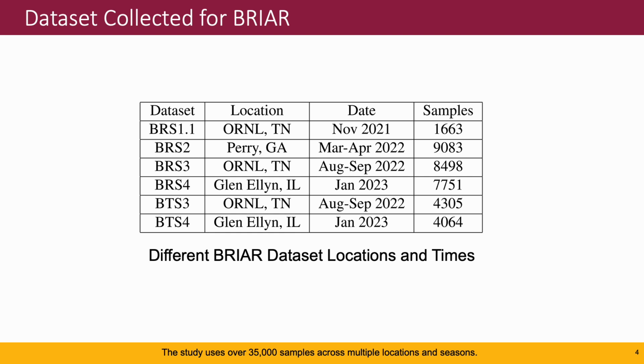Those prior datasets were collected around different parts of the USA from November 2021 to January 2023, across different seasons and different places. We have included BRS 1.1, BRS 2, BRS 3, and BRS 4. Those 4 datasets were used to train our model, and we tested our model on the BTS 3 and BTS 4 datasets.